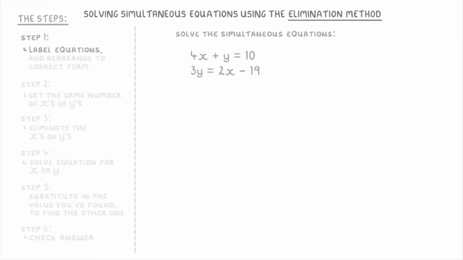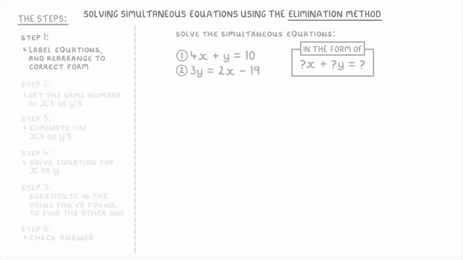The first step is to label the two equations, 1 and 2, which will stop us from getting them mixed up later, and then make sure both of the equations are in the correct form of something x plus something y equals some number. The first equation is already in this form, so we don't need to do anything to it. But this second equation has the x term over here on the right rather than on the left. So to get it into the correct form that we want, we're going to have to subtract 2x from both sides, giving us negative 2x plus 3y equals negative 19. And we should also label this one as number 2 because it's the same equation.